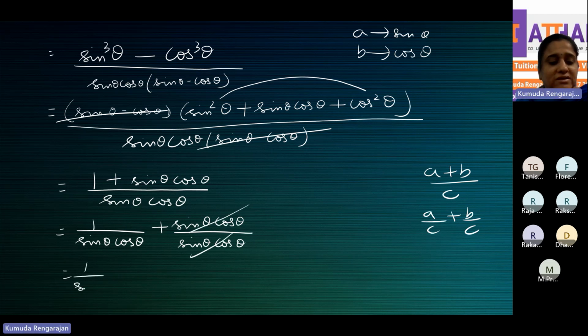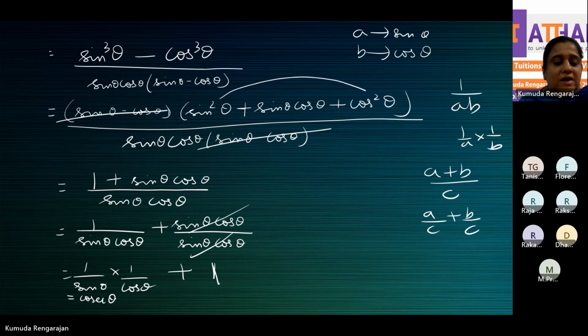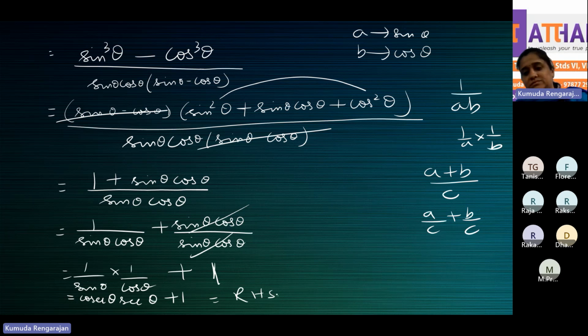Now this is 1 by sin theta into 1 by cos theta, because 1 by AB is 1 by A into 1 by B. So 1 by sin theta into 1 by cos theta plus 1. Because there's nothing there, so 1 it is. Don't ignore it. Now what is 1 by sin theta? Cosecant theta. And what is 1 by cos theta? Secant theta. Plus 1, which is the RHS. All right? Right on, children?